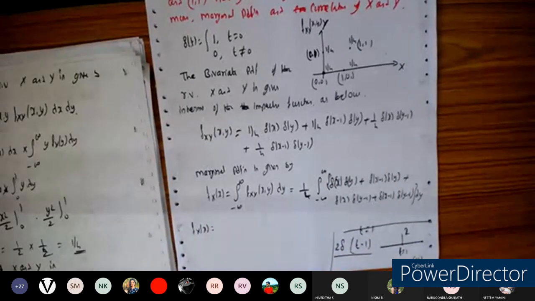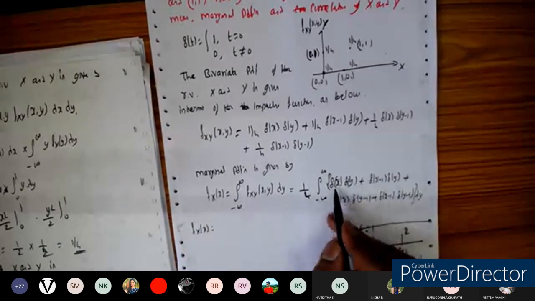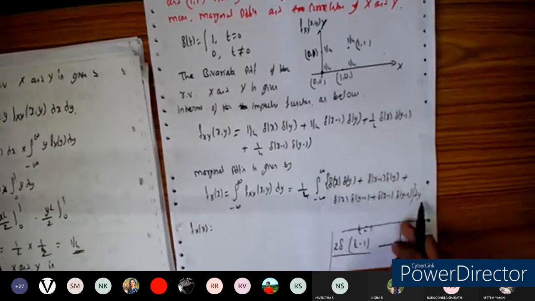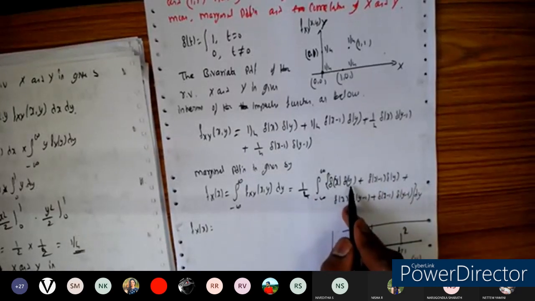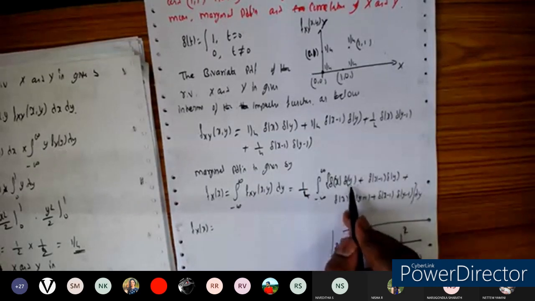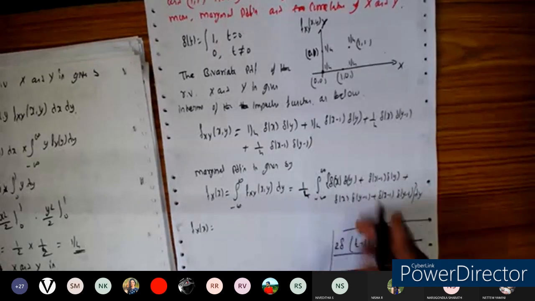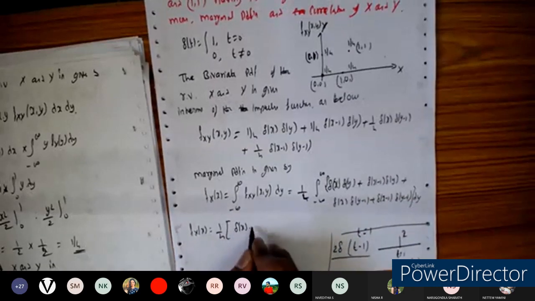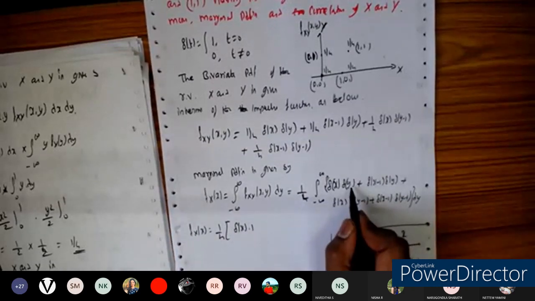So delta of x is constant here. You know the integration from minus infinity to plus infinity with respect to dy. Delta of y is defined only at y equal to 0, so this value will be equal to 1. Even if you integrate, the value will be equal to 1. So we can say this will be delta of x into 1. Likewise at y equal to 1 here.